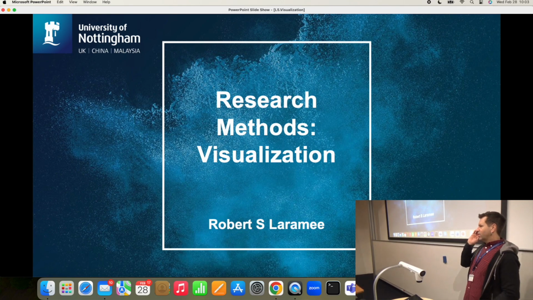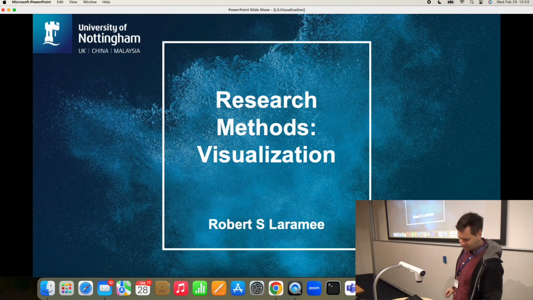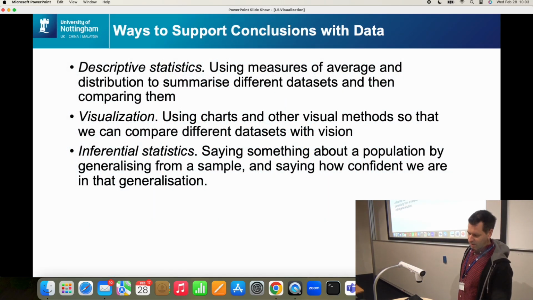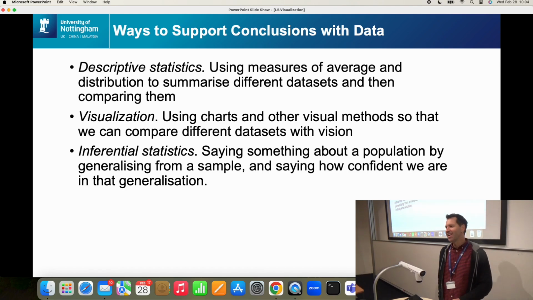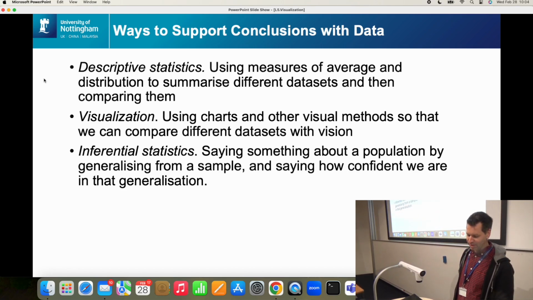Okay, so today we're going to talk about visualization. Some of you might remember this slide. Actually, some of you might not remember this slide. We showed this slide last week: ways to support conclusions with data. And we mentioned statistics, visualization, and inferential statistics. So today we're talking about visualization.